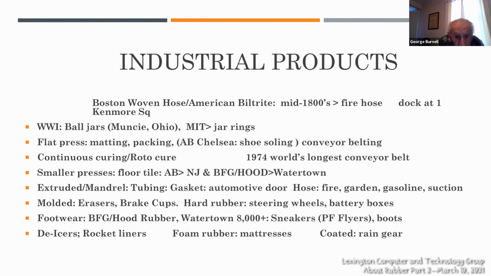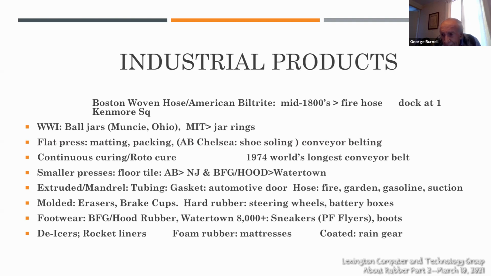Now, the smaller presses make all kinds of other things. Floor tile, which was made by American Built Right in New Jersey. They had a plant, and the B.F. Goodrich Company, Hood Rubber Company, B.F. Goodrich, in Watertown, made floor tile.